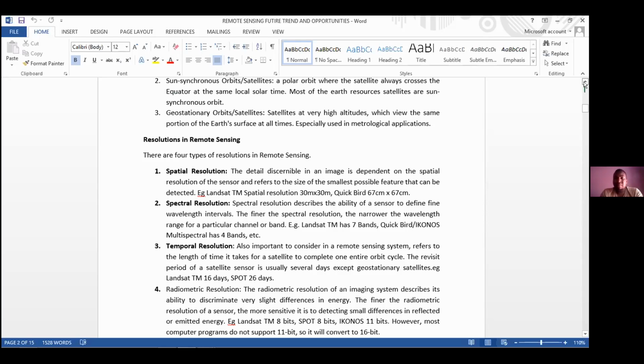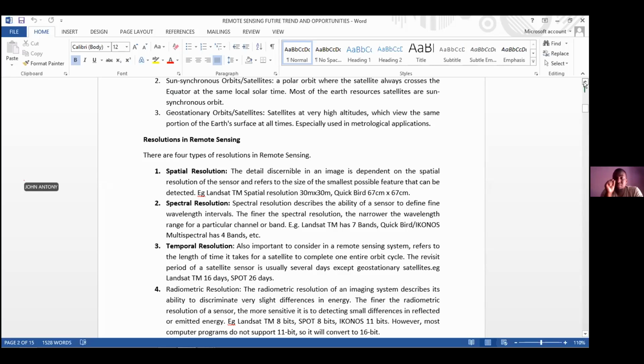For instance, I'll give an example. We have many types of satellites. We have Landsat, which gives you an image size of 30 meters by 30 meters. That means we have a square of 30 meters length and 30 meters width. That is the pixel, the spatial resolution of that satellite. And then we also have another satellite, for instance QuickBird. QuickBird has a pixel or spatial resolution of 67 centimeters. That is very, very strong.